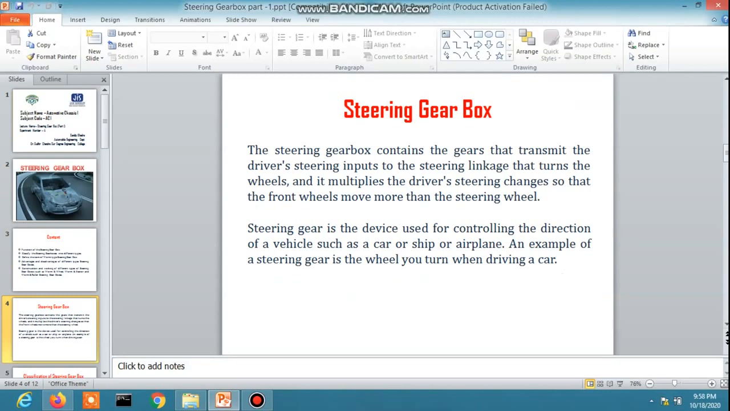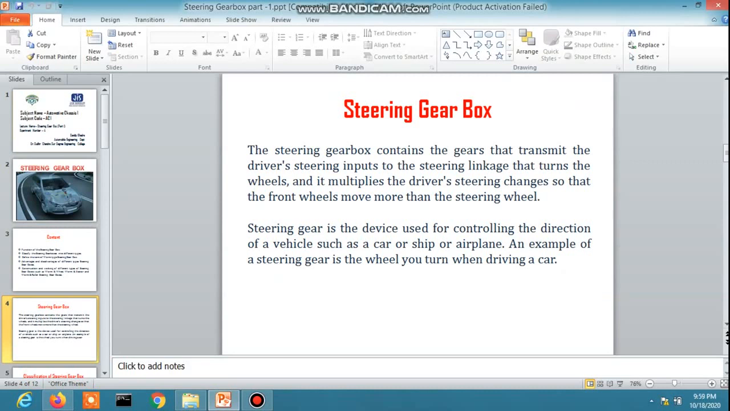Now, what is the function of the steering gearbox? The steering gearbox performs the following two or three functions. First, it transforms the rotary motion of the steering wheel into the reciprocating motion of the drag link.